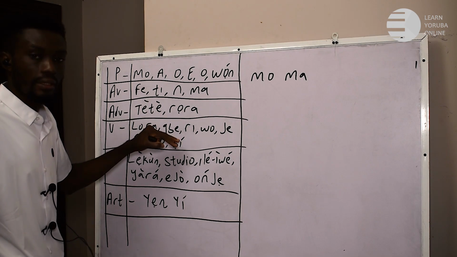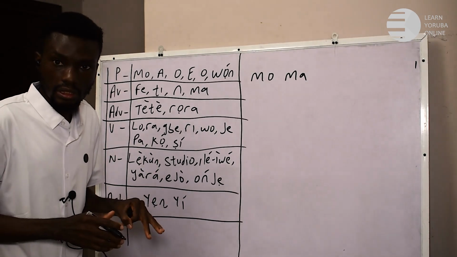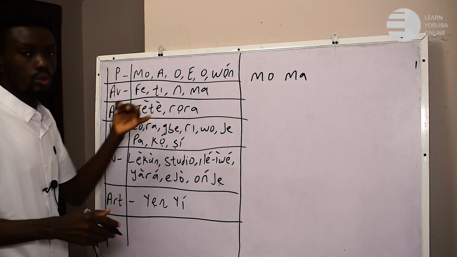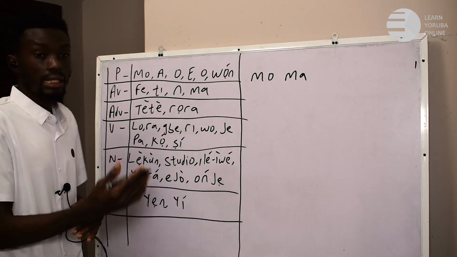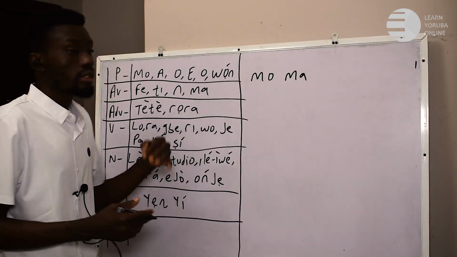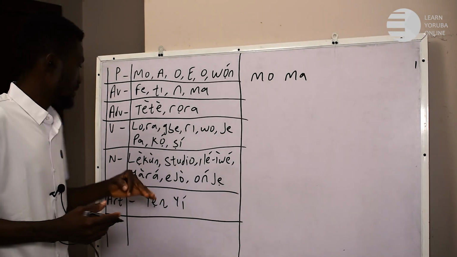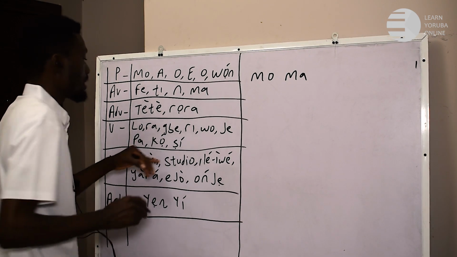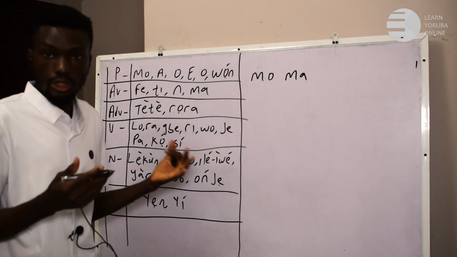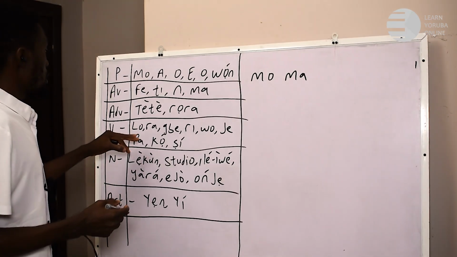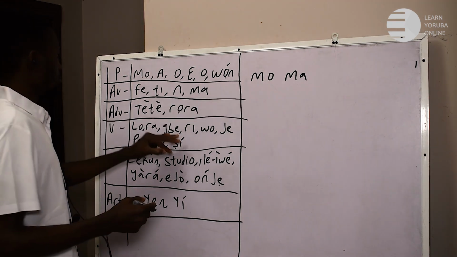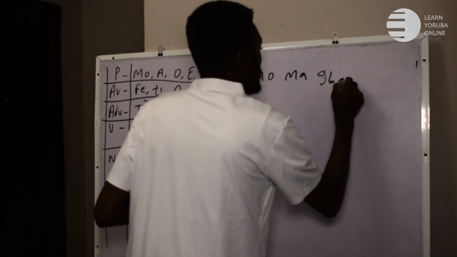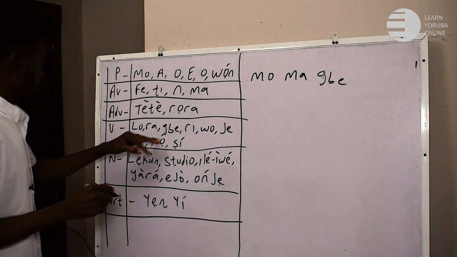So we have adverbs. Tete here is quickly. Rora is carefully. So we have different verbs here. Lo, which is go. Ra, buy. Gbe, carry. Ri, see. Wo is also to see. Je, to hit. Ba, to kill. Ko, to build. Ṣi, to open. So you can pick any one from here. Mo ma gbe, you can put gbe, which is carry. Mo ma gbe. So we've used a verb.